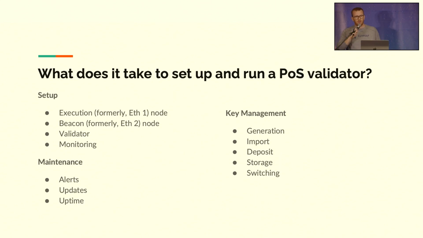So on that note, let's talk a little bit about what it takes to run a proof of stake validator. There's a bunch of setup that you need to do at the beginning. You need to set up your execution and your beacon node, formerly known as ETH1 and ETH2 nodes. You also need to set up your validator. And you need to set up pretty robust monitoring because you want to make sure that you don't go down and you want to actually be a responsible node operator on the platform.